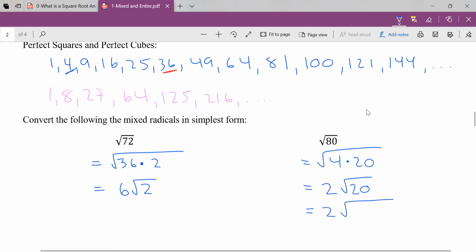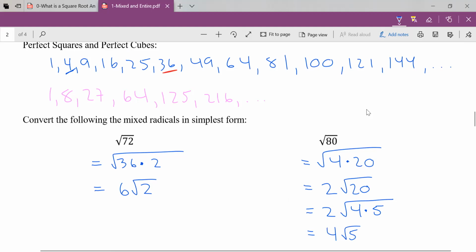The perfect square that's a factor of 20 is 4. Well, that's 4 times 5. And the square root of 4 is 2. So I'm going to bring this thing out front now. And 2 times 2 is 4. There it is. The square root of 80 is 4 root 5.